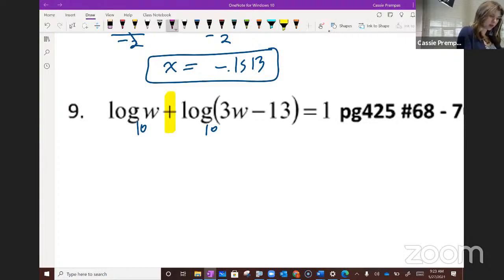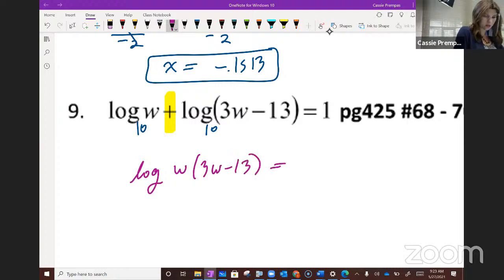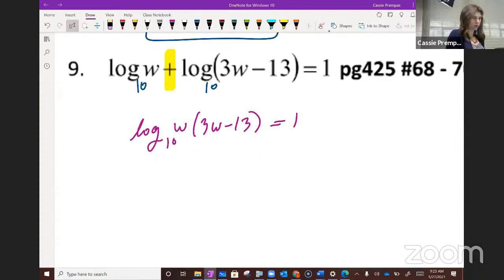Multiplication. Awesome. So we're going to have log base 10 of w times 3w minus 13 is equal to 1. Remember, if you're ever stuck in log form, change it to exponent form. So keeping that in mind, what would be the base of my exponent form? 10. Good. What would I raise it to? 1 equals w times 3w minus 13.